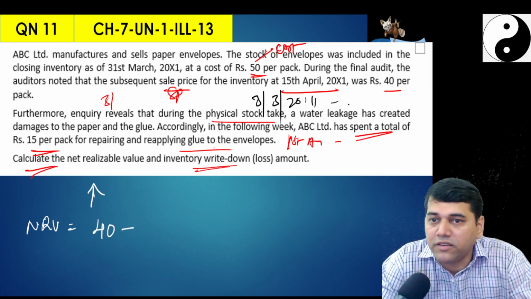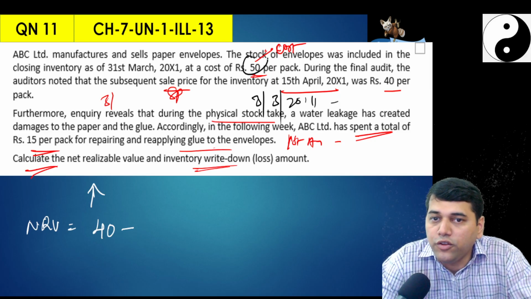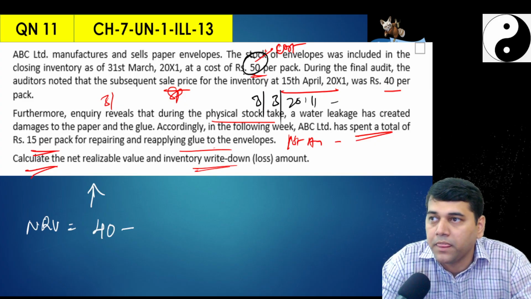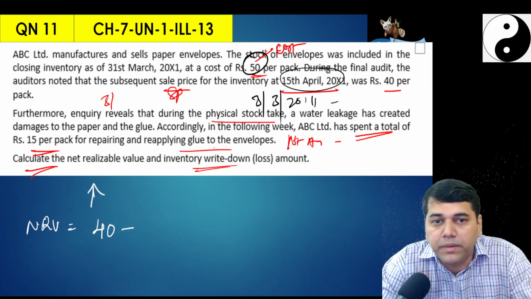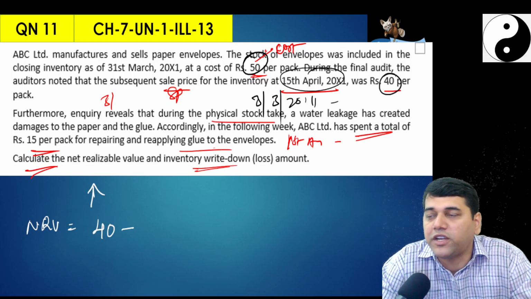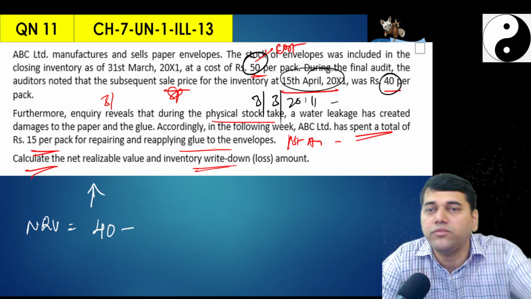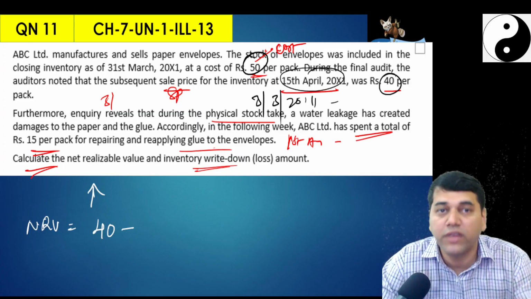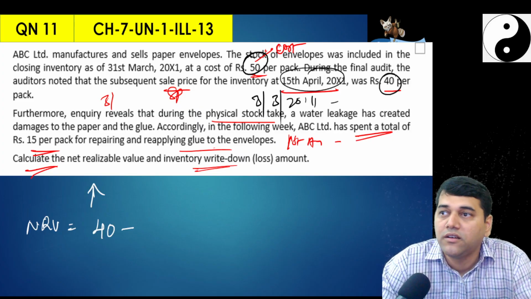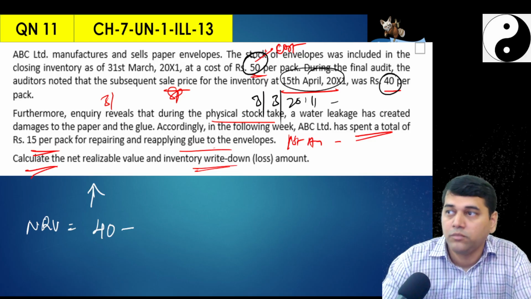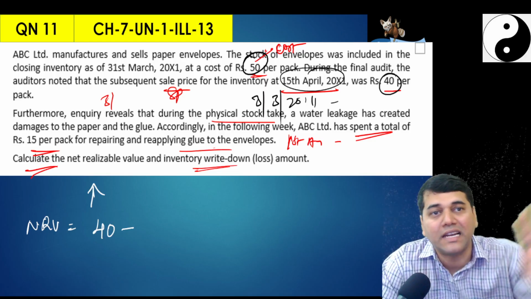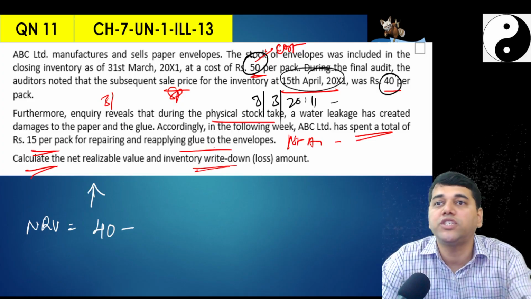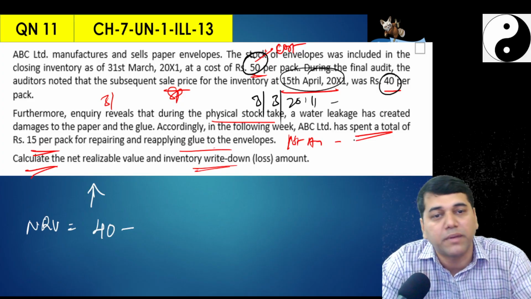Now you have got these envelopes whose cost is 50, and you know that on 15th of April its price is 40 rupees. And how do you know? Because you are into the final audit now. When will the final audit start? From 1st April, because from 1st April you are full time there at the client location. So somewhere while doing verification, somewhere in discussion, you came to know the price has become 40.